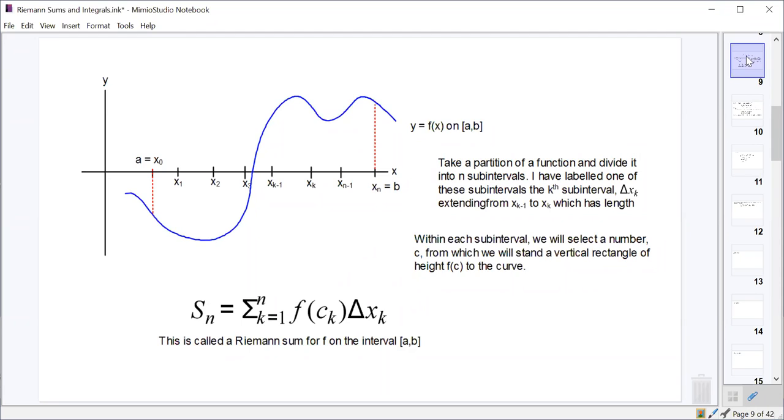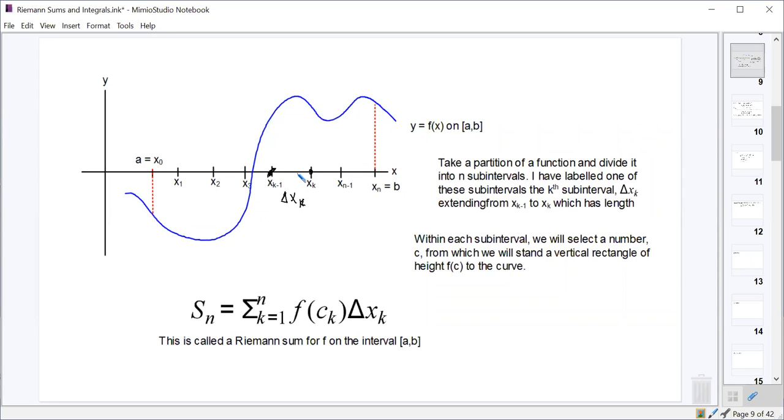So what we do is we take our partition, this interval of our function from a to b, and divide it into our different subintervals. And what I did here is I labeled some random one the kth subinterval, from x sub k minus 1 to x sub k. So that's the kth subinterval. It has a length of delta x sub k, and its y values are y of k minus 1 and y of k, or y sub k.